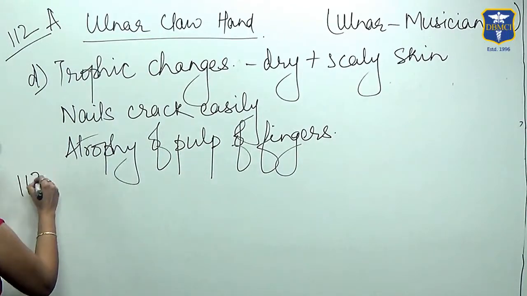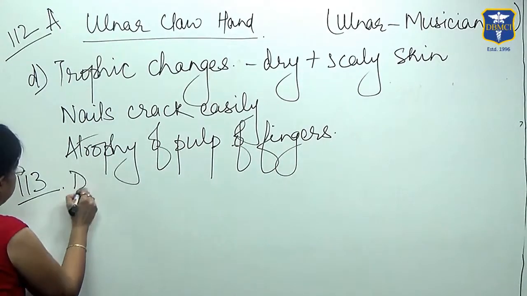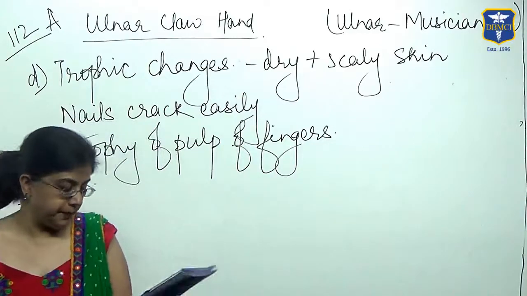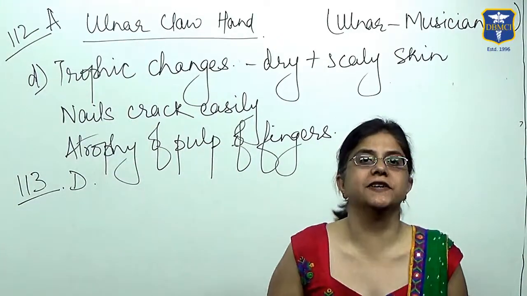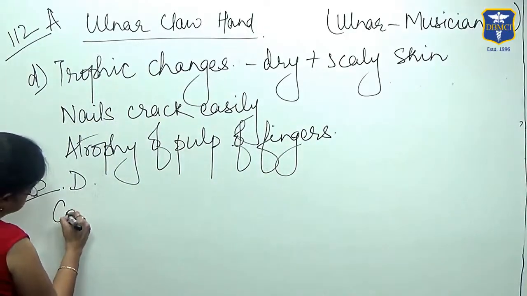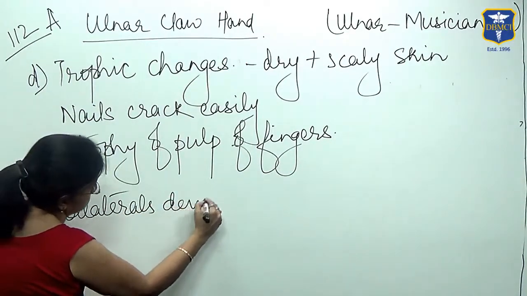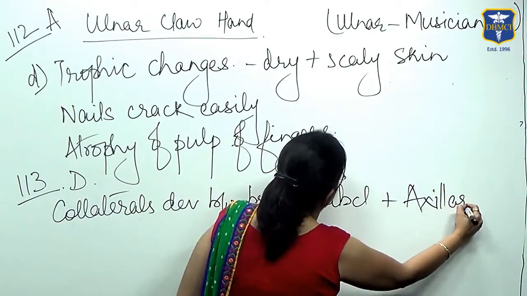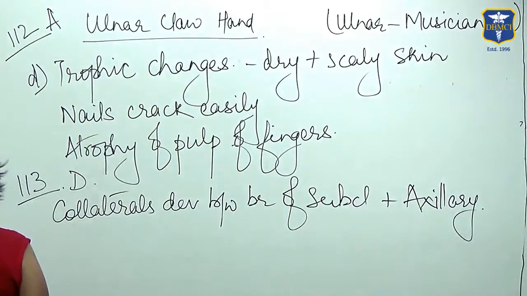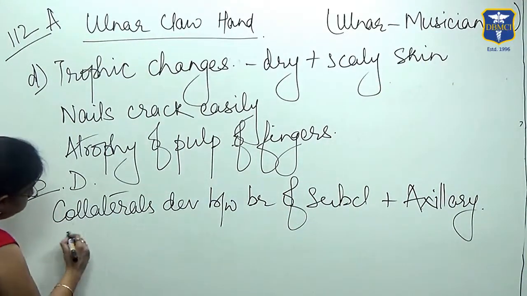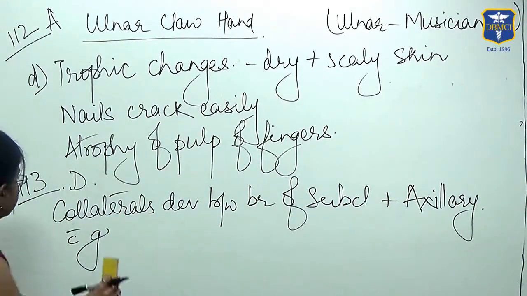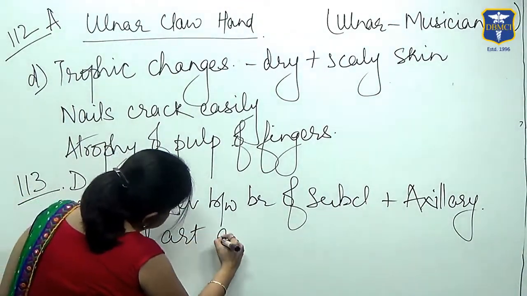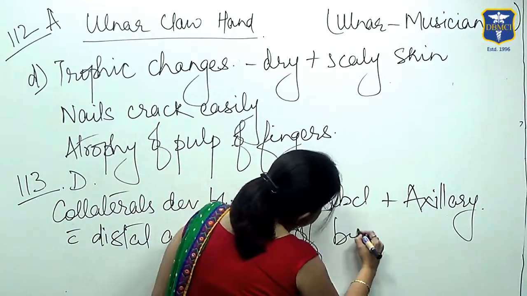Coming to question 113, the answer is D. In postductal coarctation of aorta, collaterals develop between the branches of subclavian and axillary artery with the distal arteries given off by the aorta.